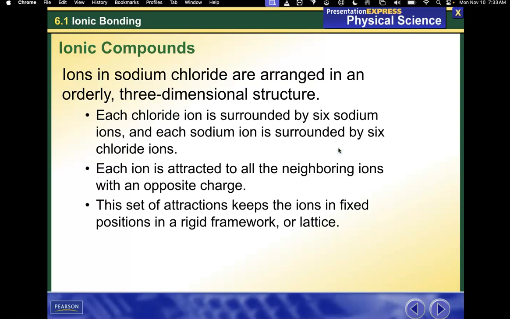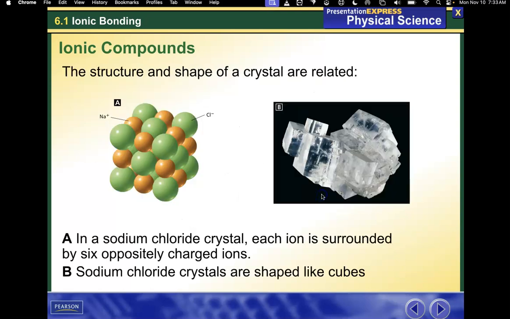Ions in sodium chloride are arranged in an orderly three-dimensional structure. Each chloride ion is surrounded by 6 sodium ions, and each sodium ion is surrounded by 6 chloride ions. Each ion is attracted to all the neighboring ions with an opposite charge. This set of attractions keeps the ions in fixed positions in a rigid framework or lattice.